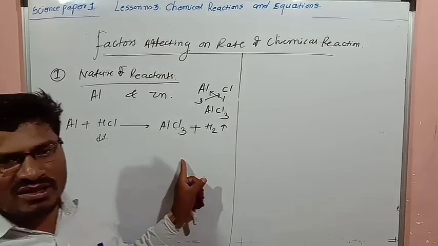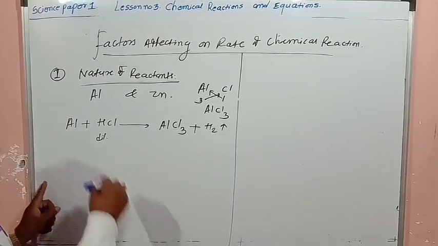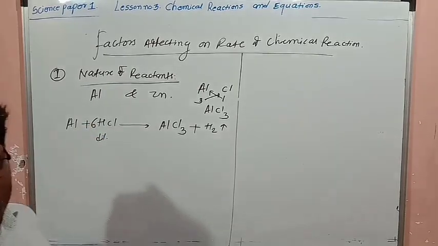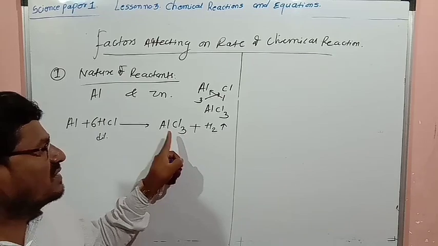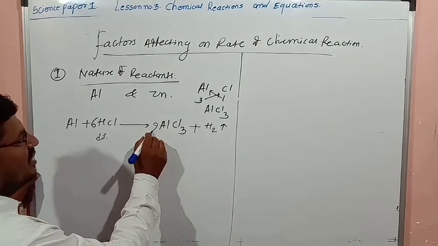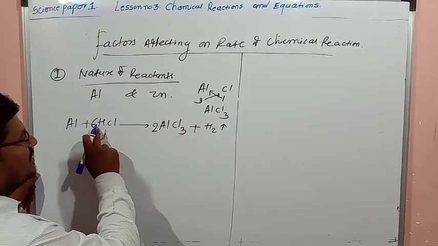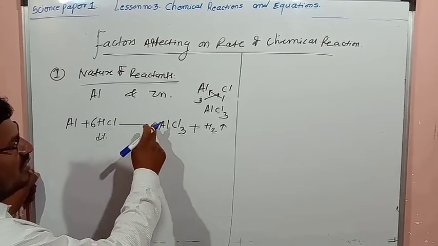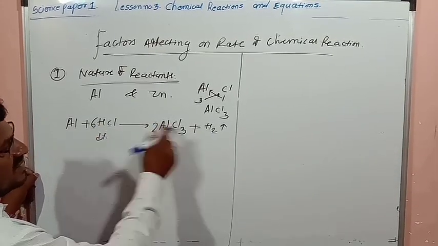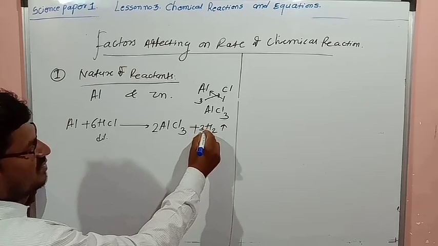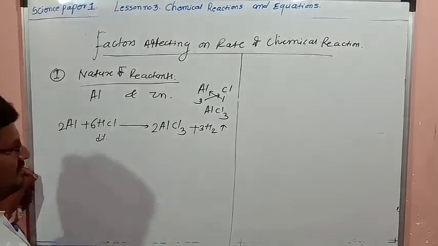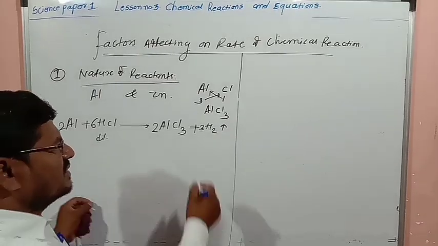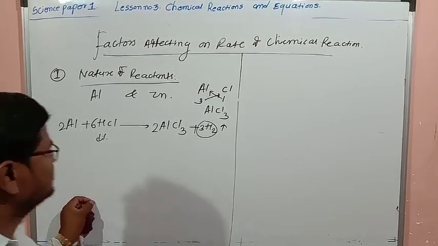To balance this chemical reaction you have to take 6 HCl. If you take 6 HCl, here 3 Cl are there, so to make 6 Cl you have to multiply here by 2. 2 3s are 6 Cl. Again hydrogen is 6, and here 2 are there, so 3 2s are 6, and aluminum becomes twice Al. So in this, hydrogen gas is liberated.